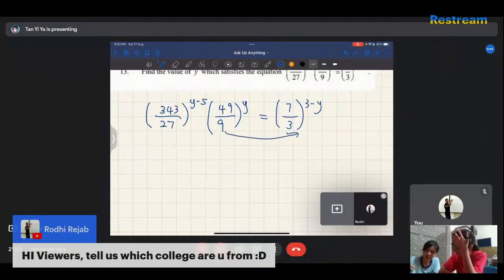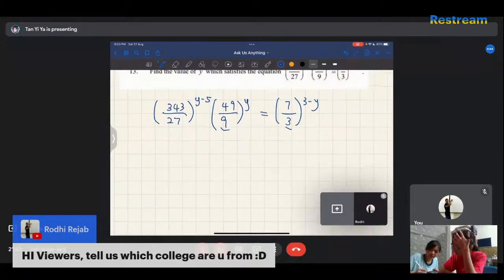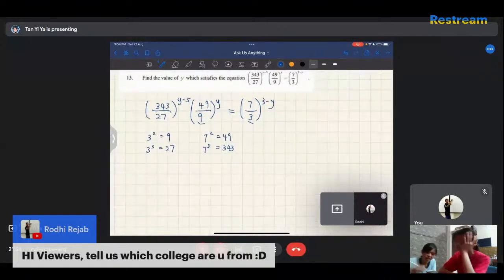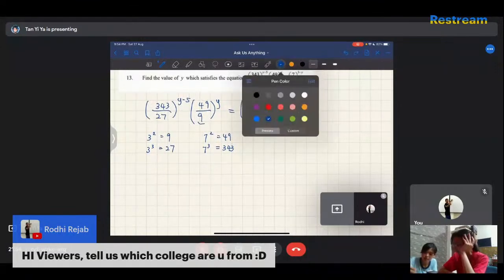Because we all know that 9 looks like a term for a power. So I was doing it like this: 3 power 2 equals 9, 3 power 3 equals 27. Same goes for here: 7 power 2 equals 49, 7 power 3 equals 343. So you can just substitute these values into the original equation.